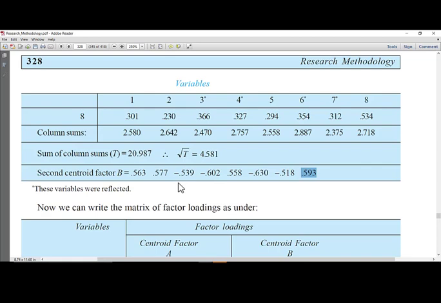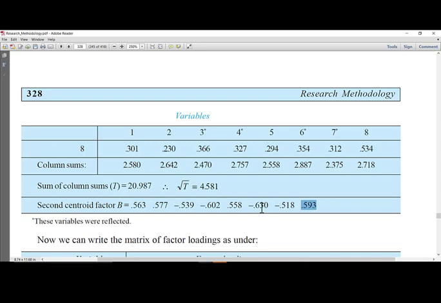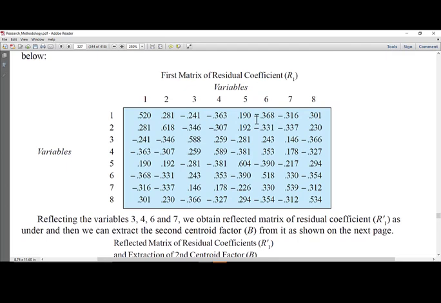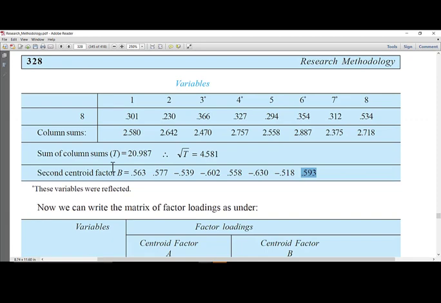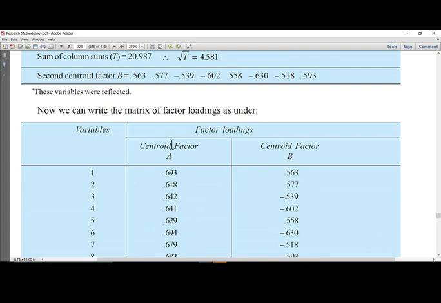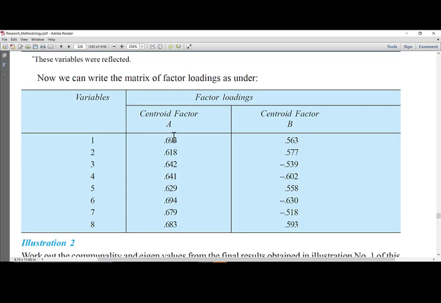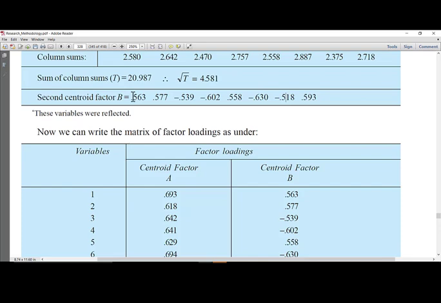And now you can observe the minus signs for the third, fourth, sixth and seventh variables. Obviously, in the R1 matrix, for the third, fourth, sixth and seventh we have the negative values, and then we prepared the reflected matrix, made the column sums, and the sum of column sums, took the square root, and found the second centroid factor B. After finding the second centroid factor B, we put this minus sign corresponding to the third, fourth, sixth and seventh variables. Now we can write the matrix of factor loadings: for centroid factor A we have already written, and now centroid factor B. These values are written here. So centroid factor B is here.